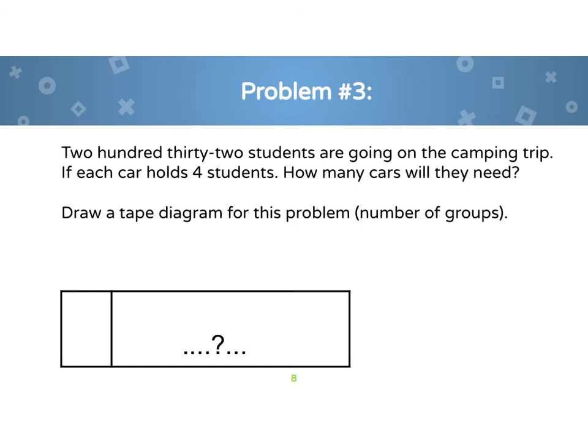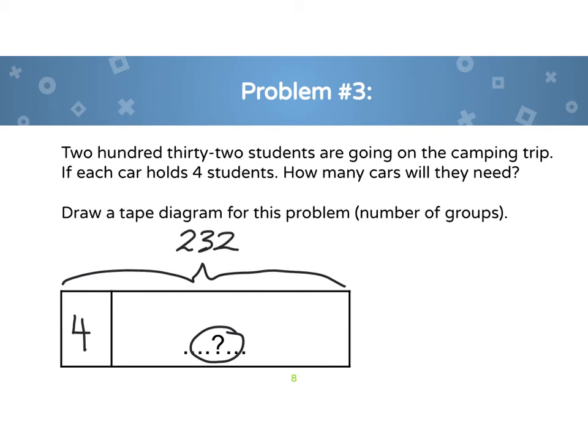Okay, this is problem number 3. This is a little bit different type problem, so listen carefully. There are 232 students that are going on a camping trip. If each car holds 4 students, how many cars will be needed? So in this instance, what we're trying to solve here is how many cars we need. That's why I put the question mark. And we know that we have 4 students in each car, and we know that the total number of students is going to be 232.